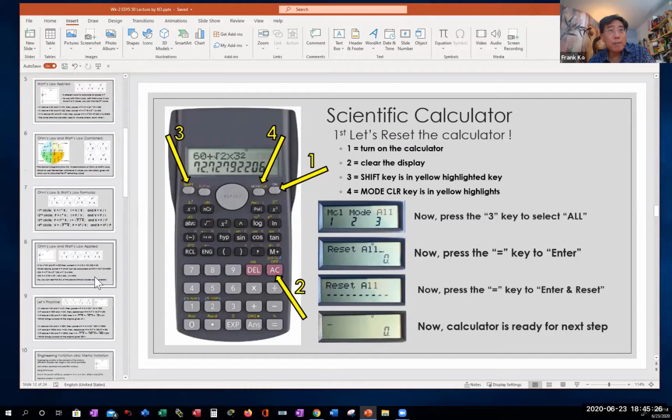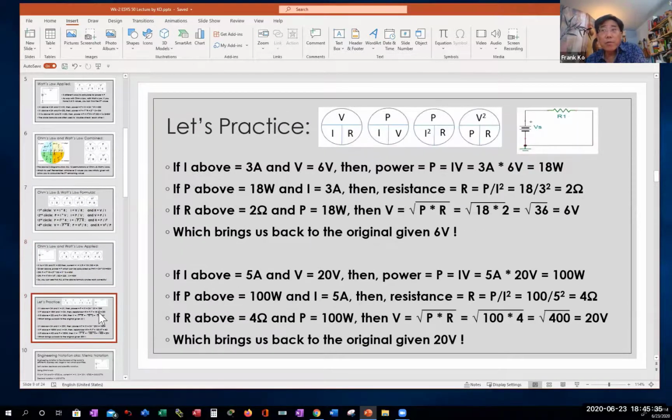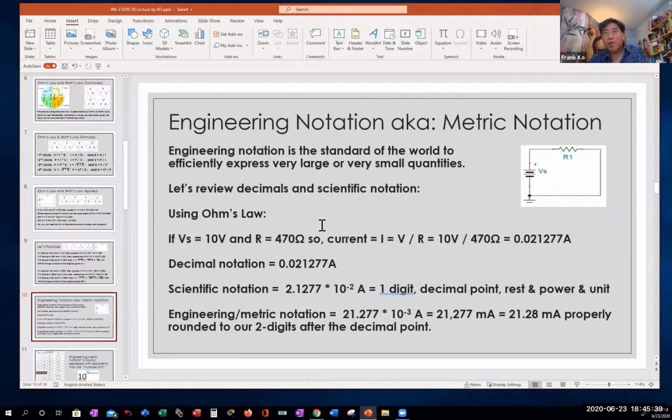Next slide. We just did this. All right, engineering notation is also known as metric notation. The words are used interchangeably. Sometimes I'll say engineering notation, sometimes we'll say metric notation. They are identical.